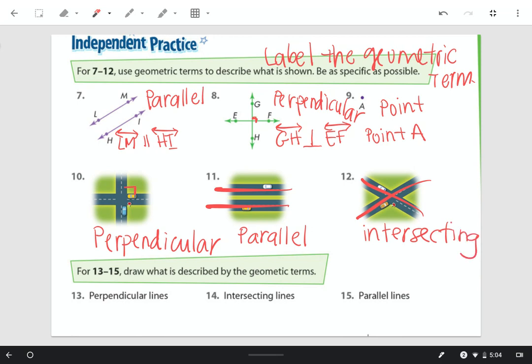So now what I'd like for you to do on numbers 13 and 15, I would like for you to pause the video, and follow these directions that say draw what is described by the geometric terms. So you are going to draw perpendicular lines, intersecting lines, and parallel lines. Okay, so go ahead and pause now, and then when you are done, hit the play button, and you can check your answers with my work.